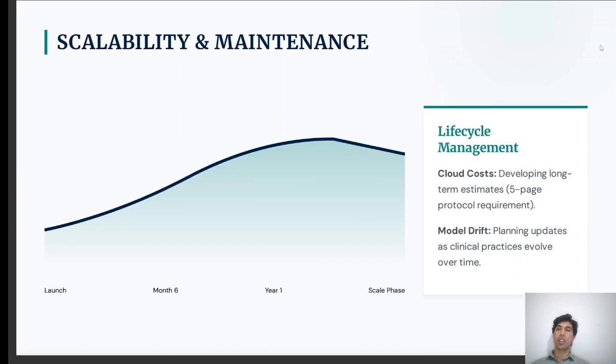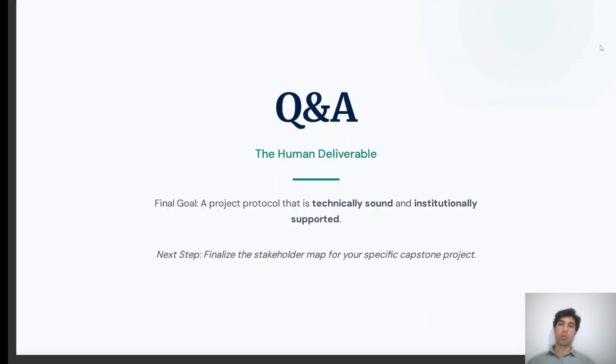Then there is the scalability and maintenance factor, because we need to manage the life cycle. We need to estimate the cloud costs, and developing long-term estimates is required for that, and also the model drift. We need to take into consideration today's evolving era in clinical data science, and we need to plan updates as clinical practices evolve over time. So, the final goal of our project is to build a project protocol that is technically sound and institutionally supported. So, that's it.